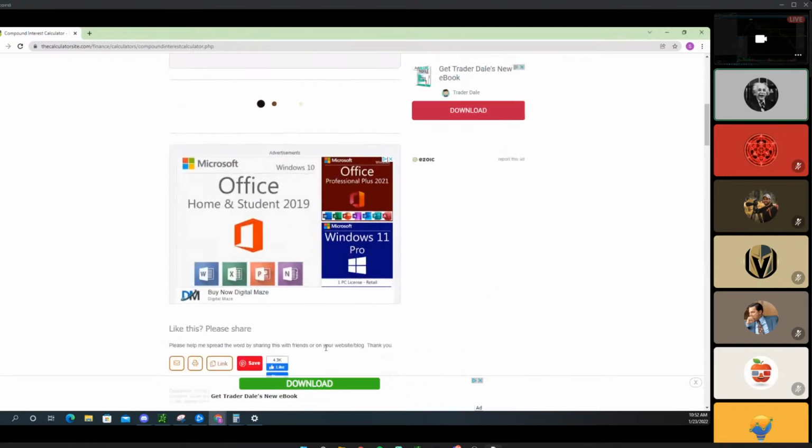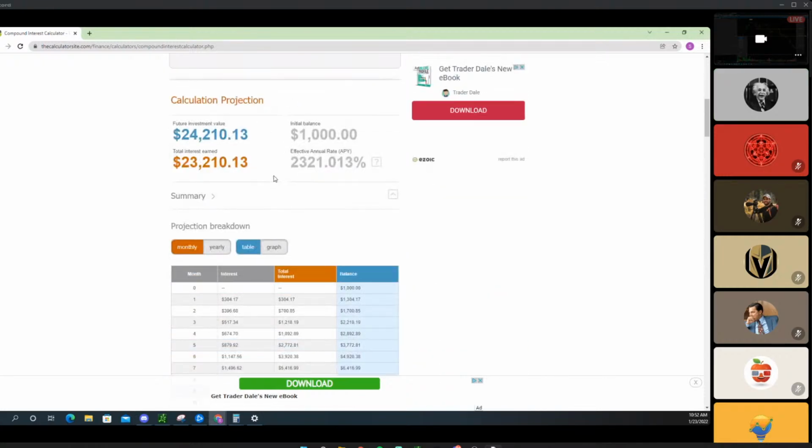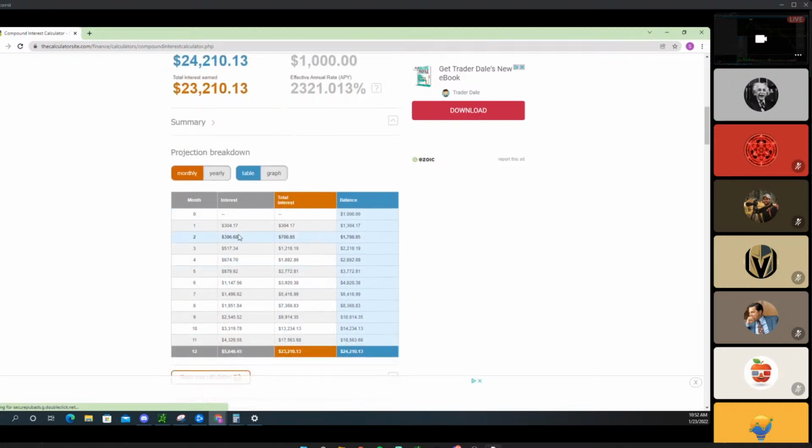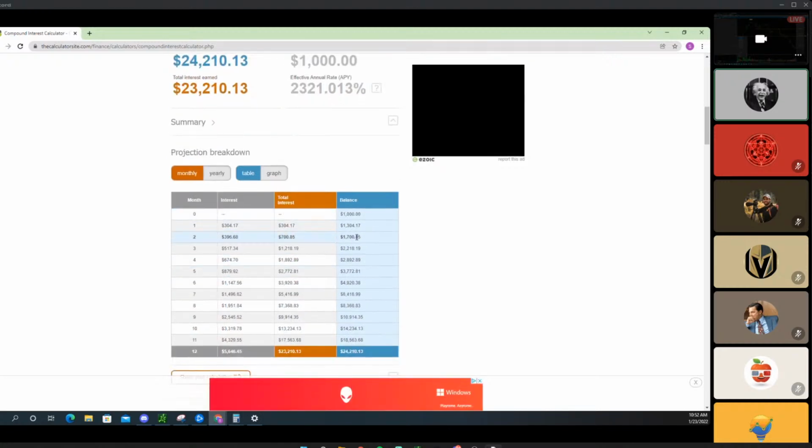So let's just look at it, right? If you do 1% daily, you're going to be at 24 grand in a year. And this is your breakdown by month. First month, you'll be at 1,300, 1,700.